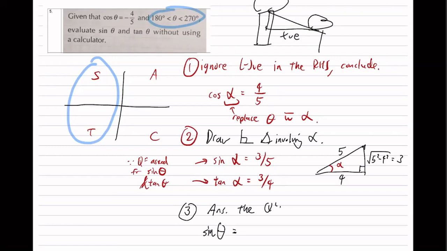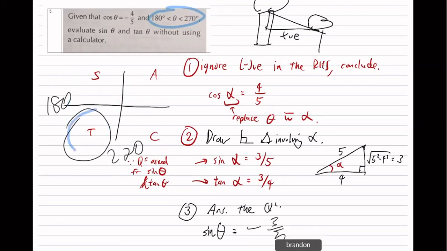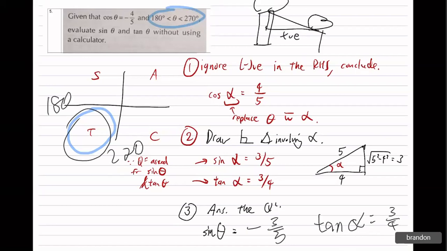Hey, wait, isn't it just the third quadrant? Why? Because 180, then it's 270. No. Oh, right. Sorry. Then this will be negative 3/5. Then the other one will be positive. Very good. Yes, you're correct. Sorry, I didn't read carefully. 180 is quadrant 3.